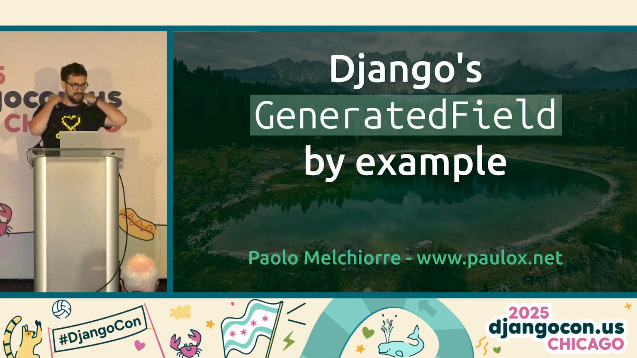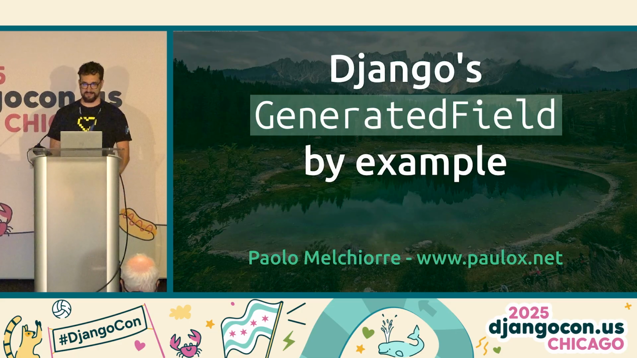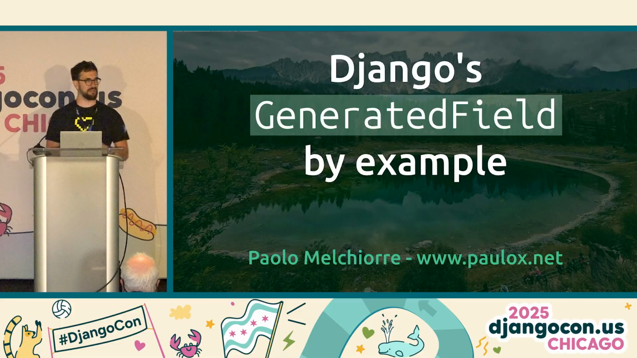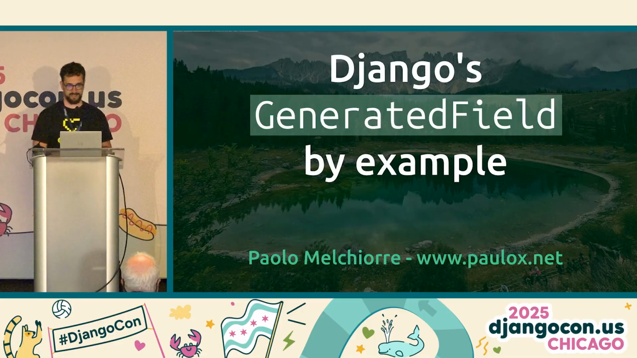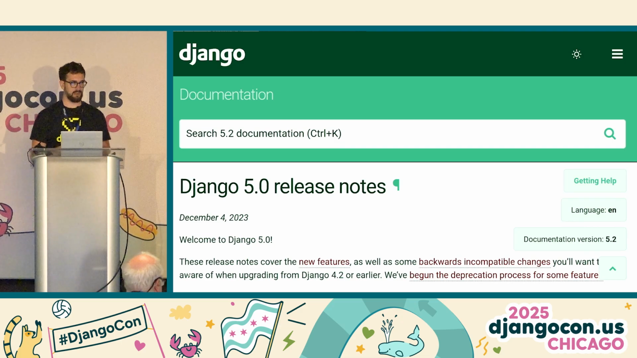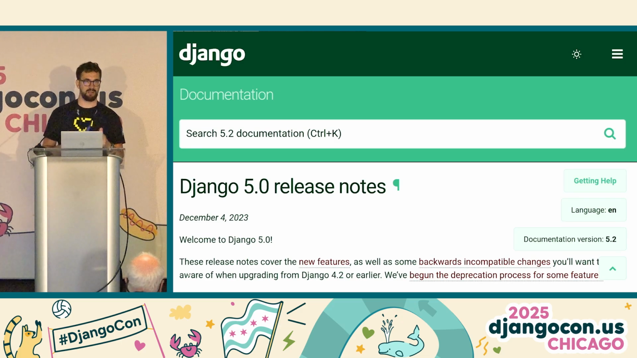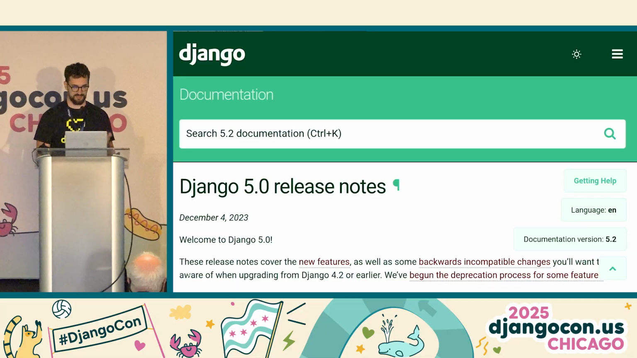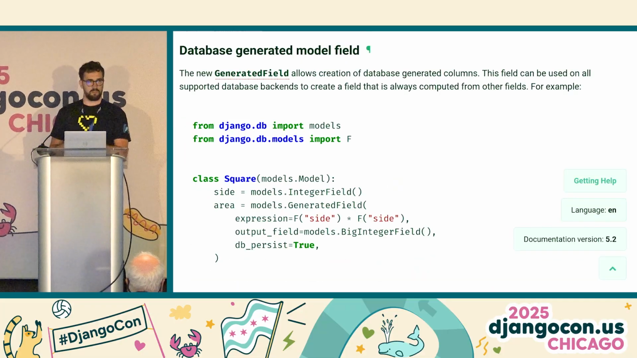Thank you very much. So here we are, speaking today about Django generated fields. I'll try to do some examples to better understand what they are and how we can use them. They were introduced in Django 5.0, so they've been around for a long time now, but they are still not so largely used, and we are trying to see if we can use them more.